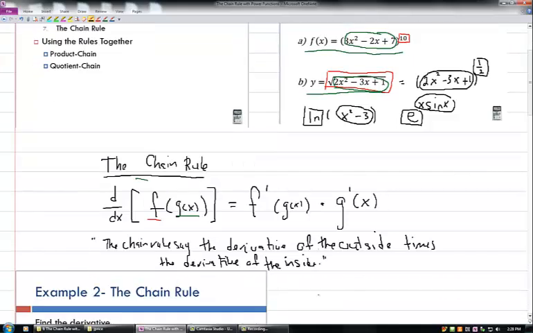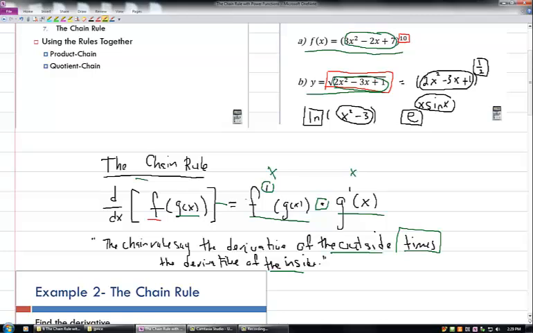Let's make sure you see how these parts match up. The derivative of the outside right here is just this piece. Notice you have f prime of g of x, and then you're multiplying, so times. And then we have the derivative of the inside. So down here, the derivative of the inside matches up with this piece right here. So derivative of outside times derivative of inside.